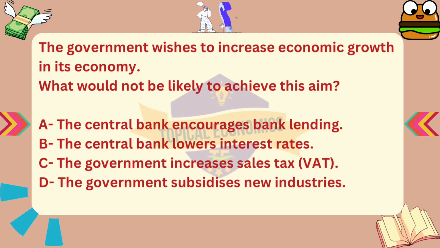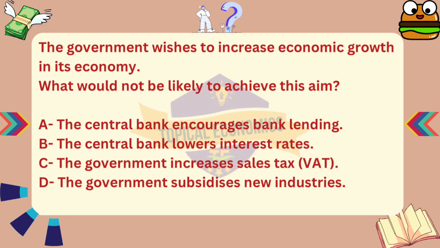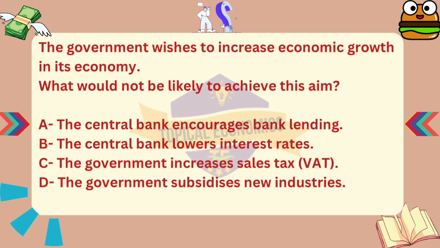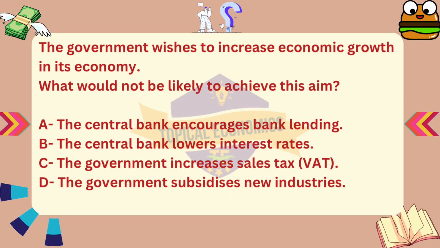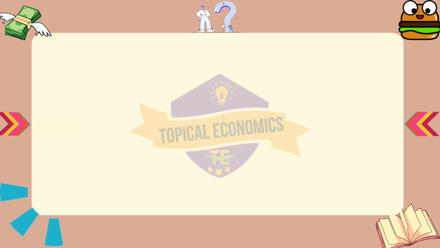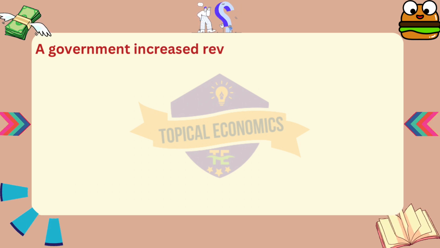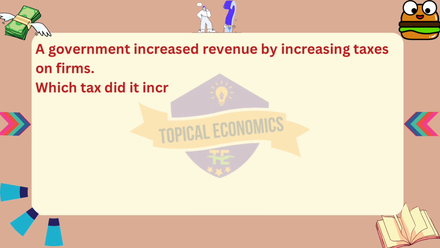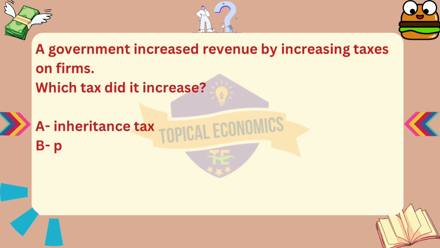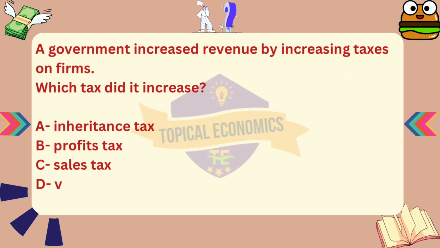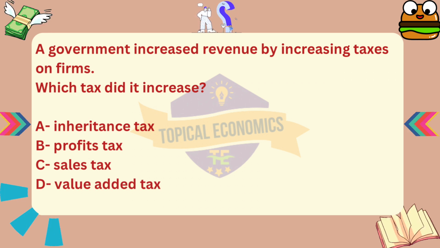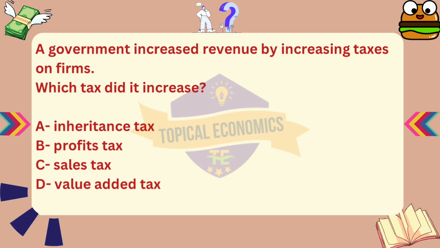Lastly, option D. The government subsidizes new industries. Here, subsidizing new industries can stimulate innovation, job creation, and investment, which can foster economic growth by expanding productive capacity and diversifying the economy. Moving to question 21. A government increased revenue by increasing taxes on firms. Which tax did it increase? A. Inheritance tax. B. Profits tax. C. Sales tax. D. Value-added tax. Reference, 2020 May-June version 2.